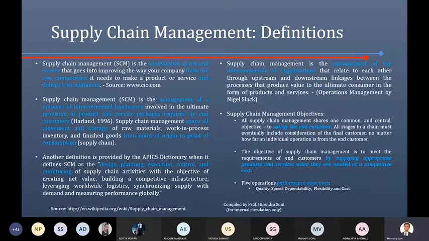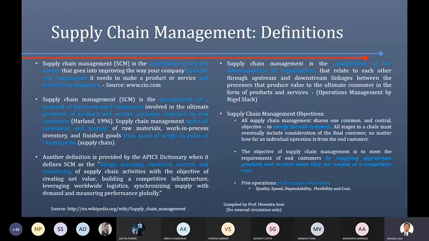Then APICS has defined it as designing, planning, execution, control, and monitoring of supply chain activities with the objective of creating net value, building a competitive infrastructure, leveraging worldwide logistics, synchronizing supply with demand, and measuring performance globally. So when we talk about supply chain management, we also need to look at the performance of the supply chain, performance in terms of resource utilization and customer satisfaction achievement.